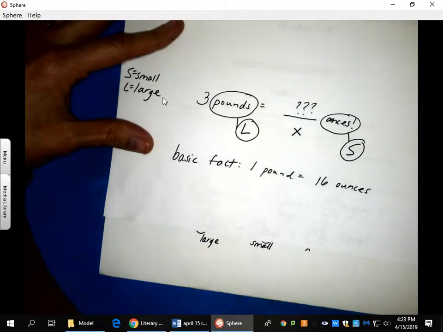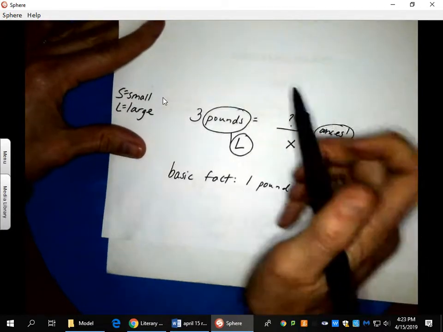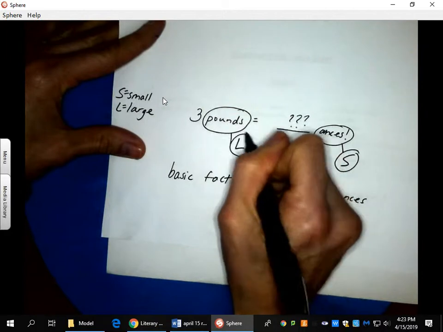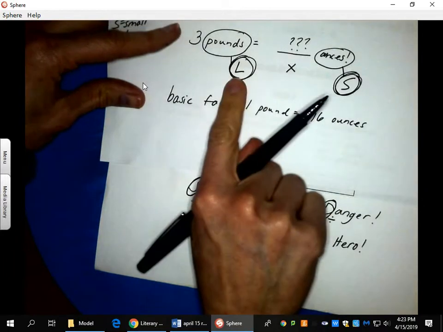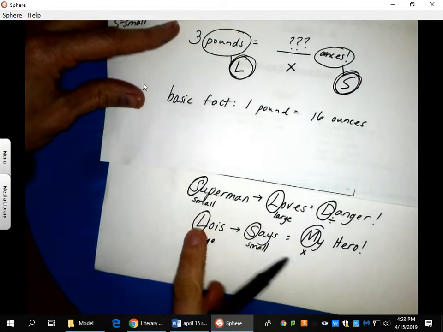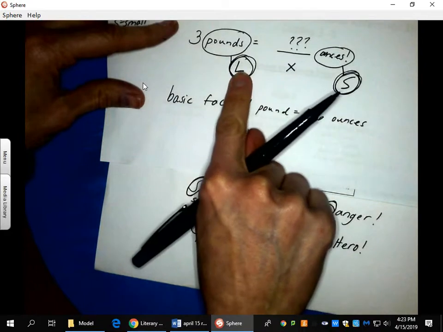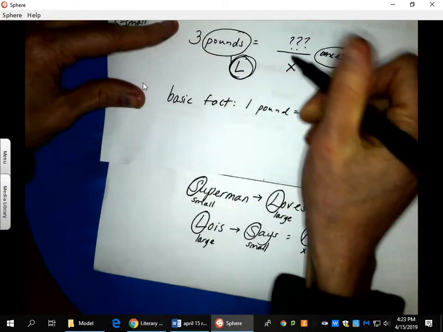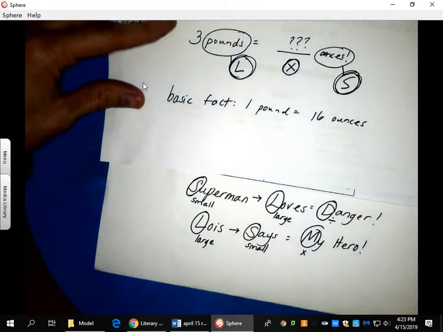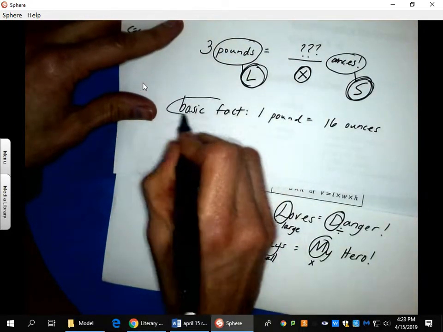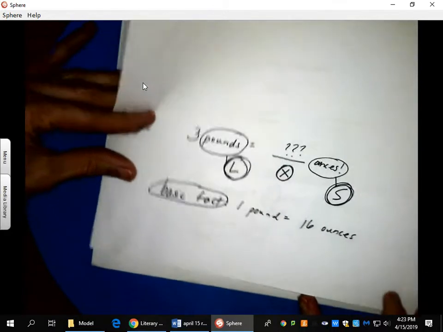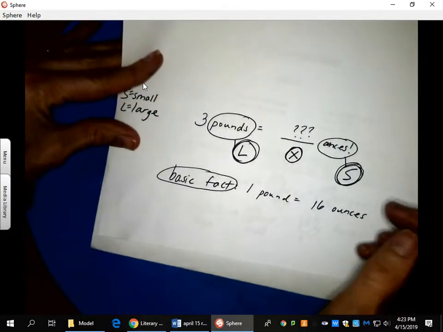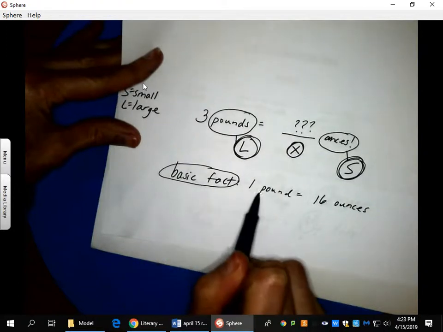Okay, so let me walk you through the steps again. The first step was we labeled units. Pounds are the large, ounces are the small. Then I went back to the rhyme. L S. That's for Lois says my hero. So I know I'm going to be using multiplication. And now I needed the basic fact. And I used the state testing sheet for that. Okay, I didn't memorize it. Some of these you might memorize, and that's fine, but you don't have to. So the basic fact was 1 pound has 16 ounces.